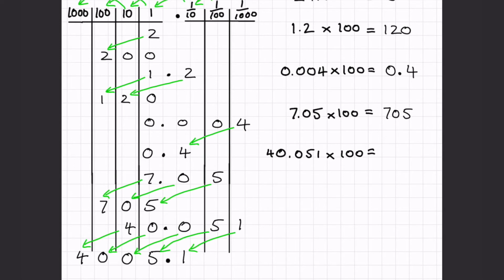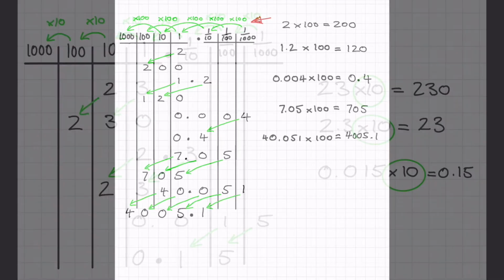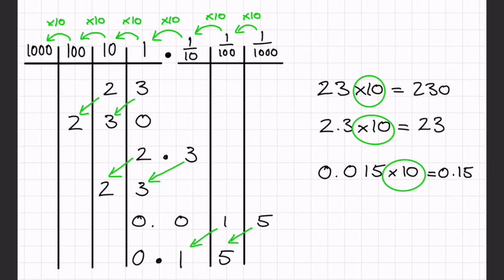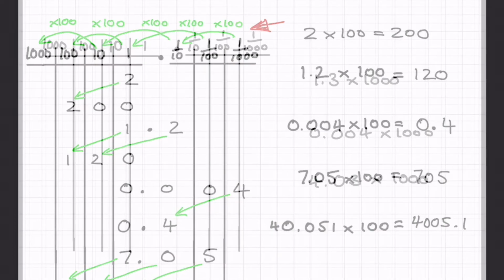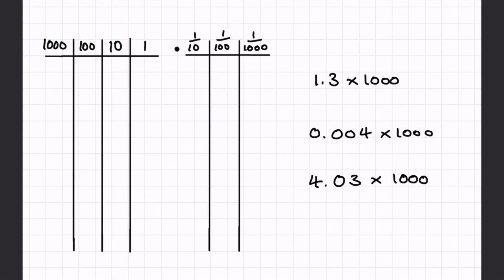And so the answer to this one here is 4005.1. So there is multiplying by 100. We multiply by 10, the digits move 1 column to the left. We multiply by 100, the digits move 2 columns to the left. If we multiply by 1000, the digits move 3 columns to the left.